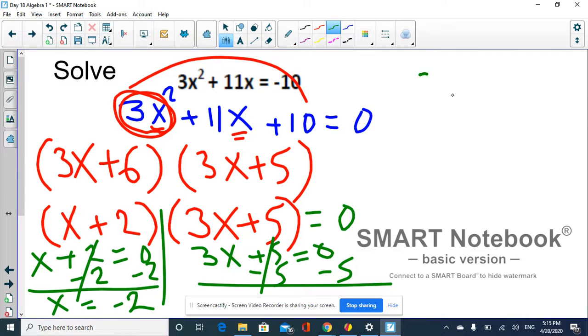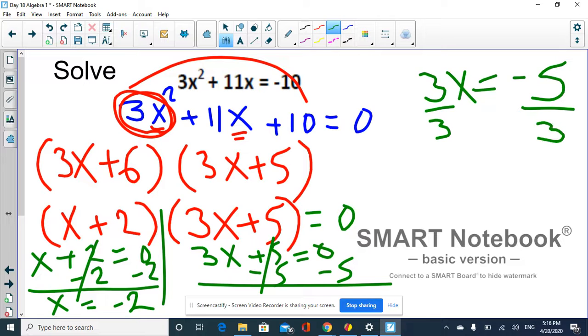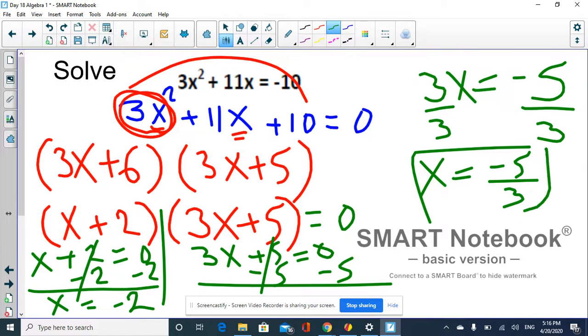We have 3x equals negative 5. We still have 3, and we want to move it. That means we divide by 3. So x equals negative 5 over 3. This is the second solution. So the first one, x equals negative 2, and the second is negative 5 over 3.